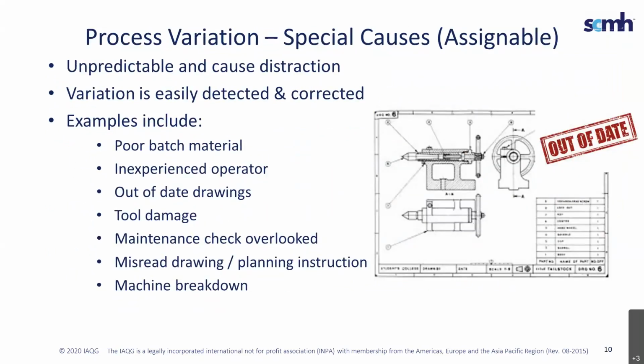The second type of process variation is also known as special causes or assignable causes. This type of variation is easily detected and corrected. Examples of this type of variation include poor batch material, inexperienced operator, out-of-date drawings, tool damage, maintenance check overlooked, misread drawings or planning instructions, and machine breakdown.